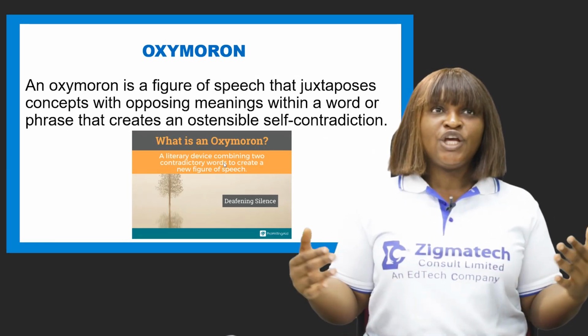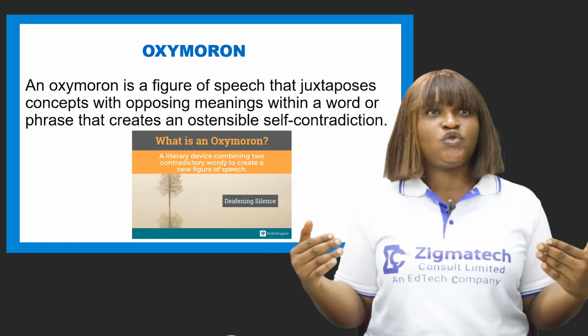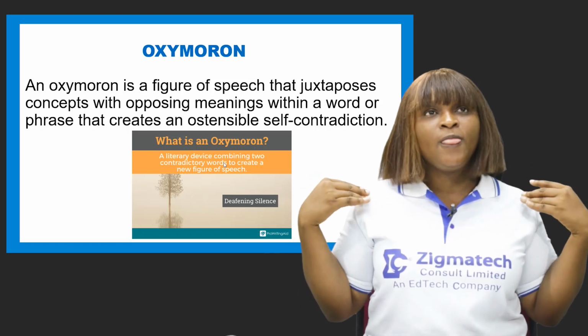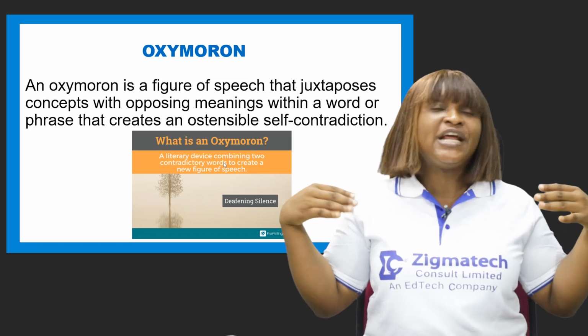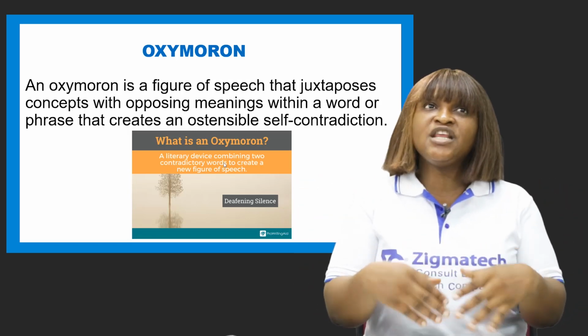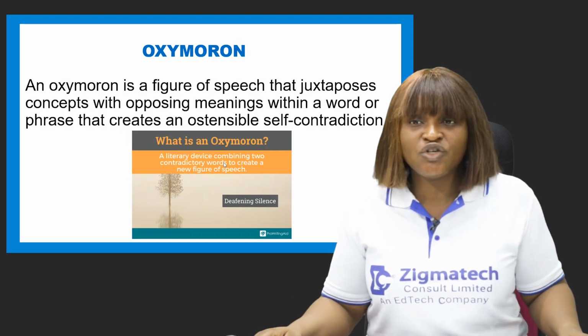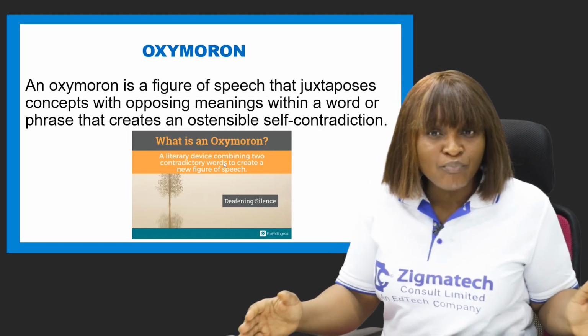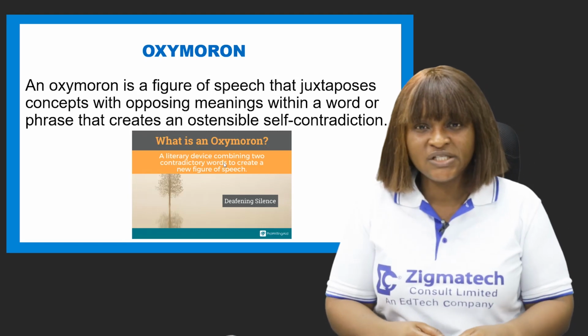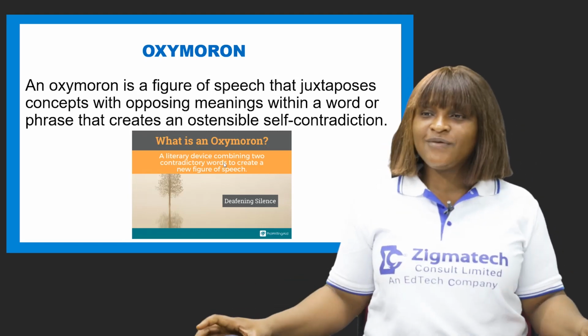Some books will tell you it's placing 2 opposite words shoulder by shoulder, just to let you know that they are very close. There isn't any word separating them. Now, some other definitions will tell you it is the juxtaposition of 2 words. All right, so let's look at what we have here.